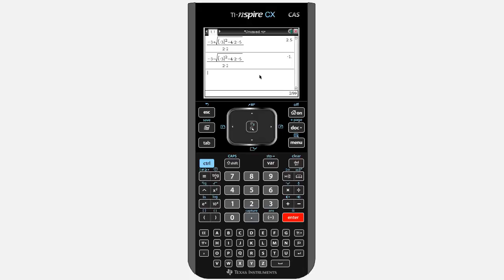Okay, so hopefully this helps. That is how you calculate a quadratic equation using the quadratic formula.